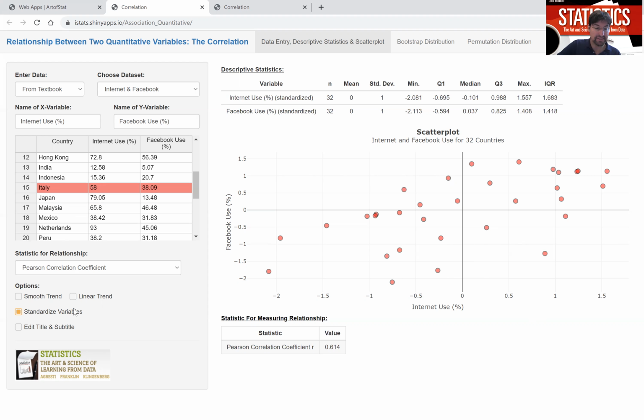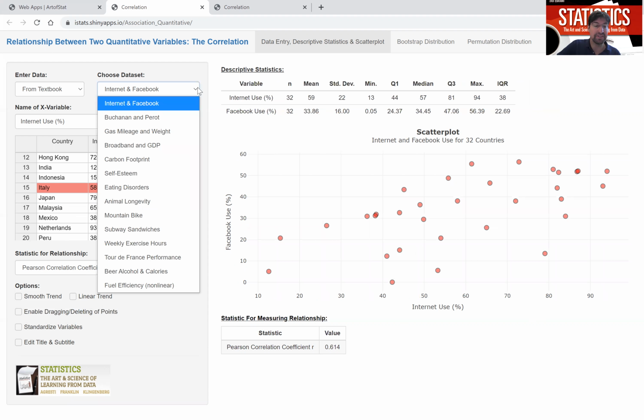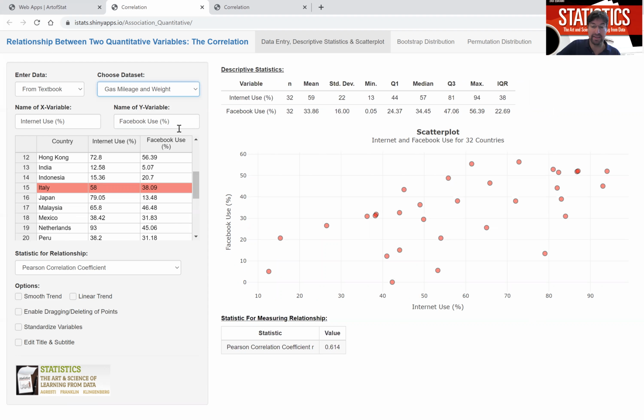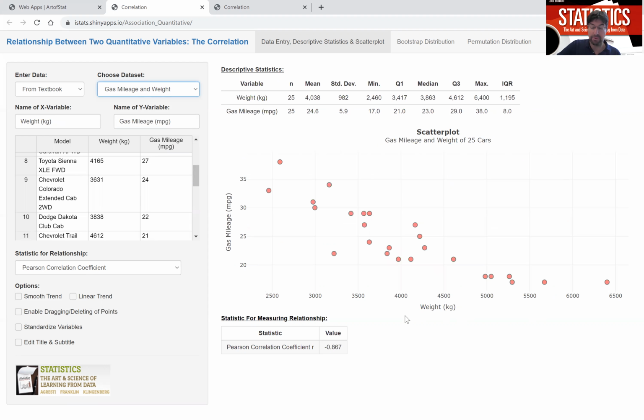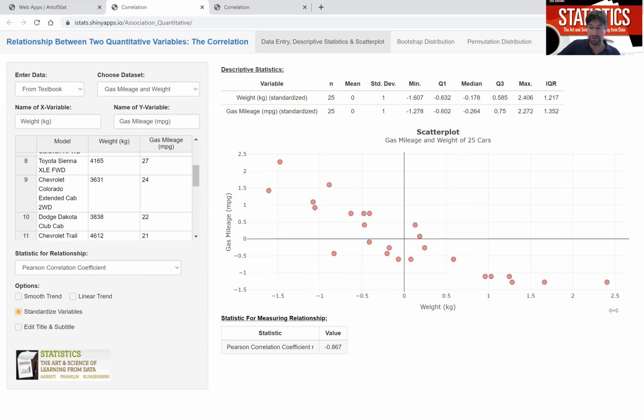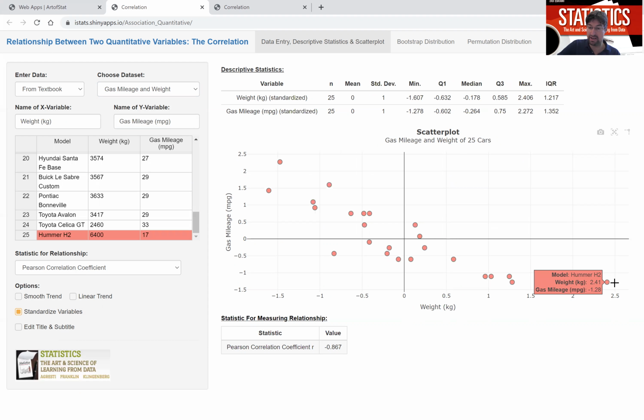So let's look at a different example. Let's look at an example for a negative correlation. We've seen the gas mileage and weight data set before, where I plot the weight of a car against its gas mileage. Let's again standardize the variables. This will show that the Hummer, for instance, is far removed from the center. Its z-score is 2.4 on the weight. So its weight is 2.4 standard deviations above the average weight of all the cars.